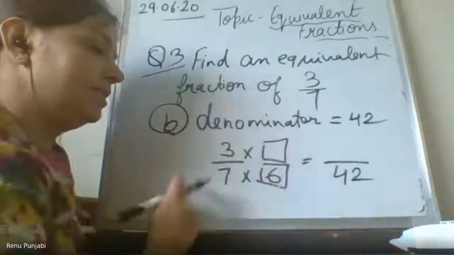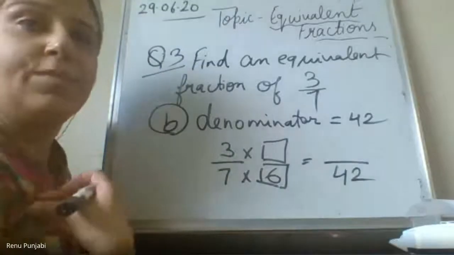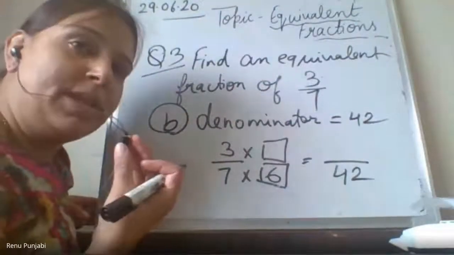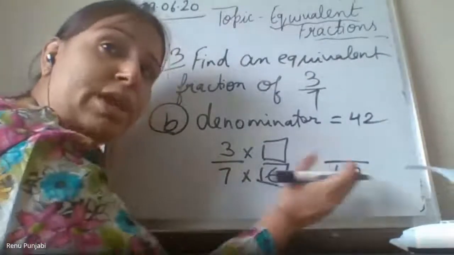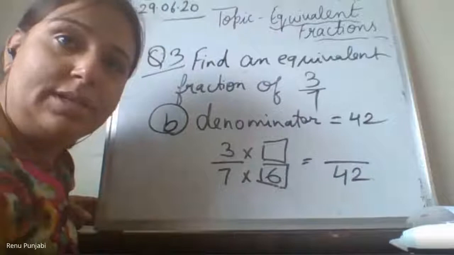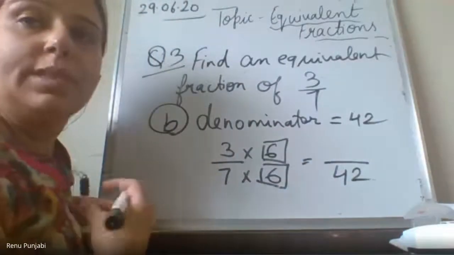Yes, 7 6 42. Now, what will come here? As you know, the numerator and the denominator are multiplied with the same number. So here you have to use your mind: what is given to you and what you have to find out. Clear? So you multiply the numerator also with 6.